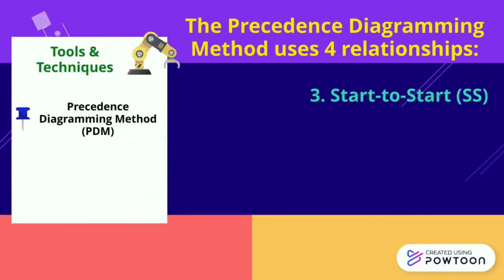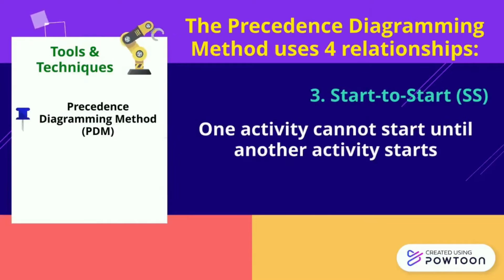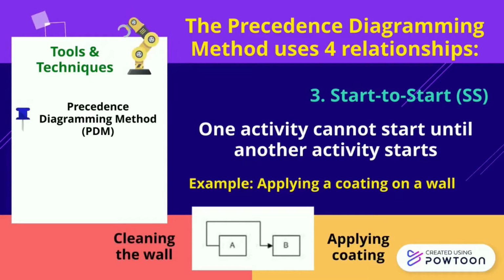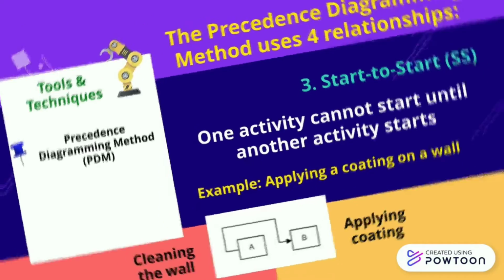Next is start to start. In this relationship, one activity cannot start until another activity starts. This relationship does not require that both activities begin simultaneously. For example, suppose you have to apply coating on a wall, but the wall must be cleaned in order to apply it. Therefore, one team will clean the wall and second team will coat it. It can start simultaneously or not as long as cleaning the wall is not yet finished.